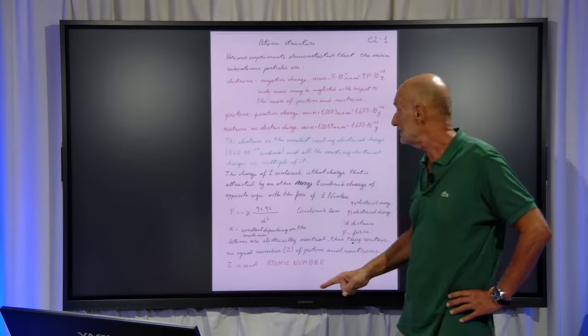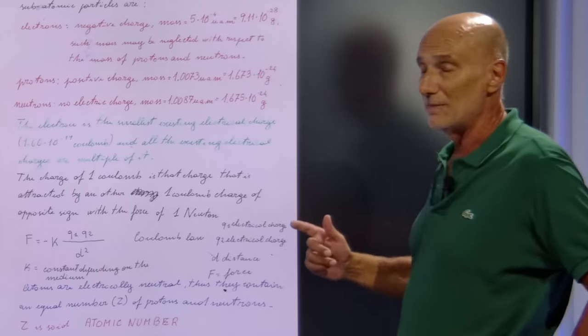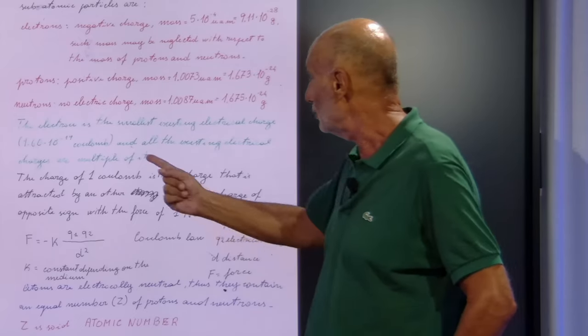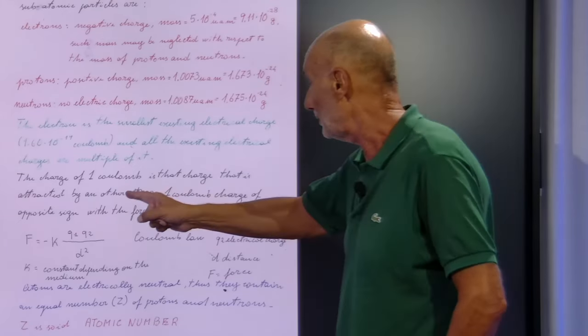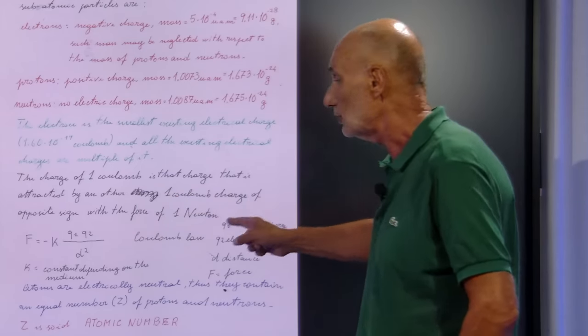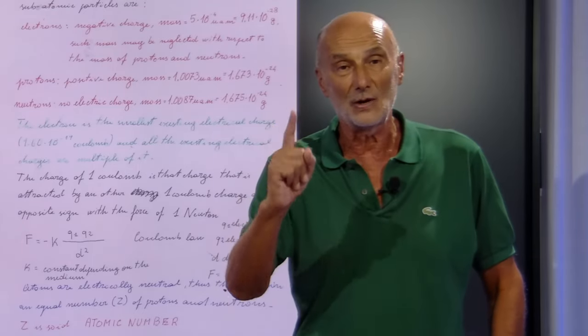Then it must be said that the electron charge is the smallest existing electrical charge, and it is equal to 1.60 per 10 at minus 19 coulomb. And all the existing electrical charges are integer multiples of this electrical charge. Well, it must be remembered that a coulomb is that charge that is attracted by another 1 coulomb charge of the opposite sign with a force of 1 newton when these 2 electrical charges are located 1 meter away from each other.